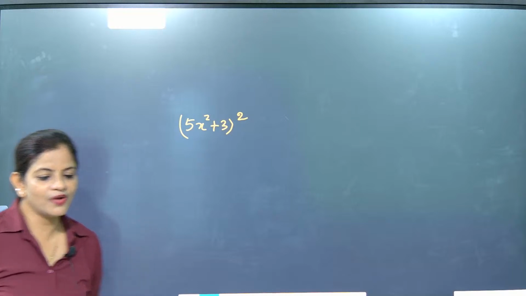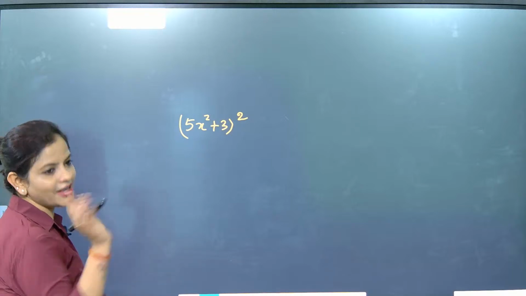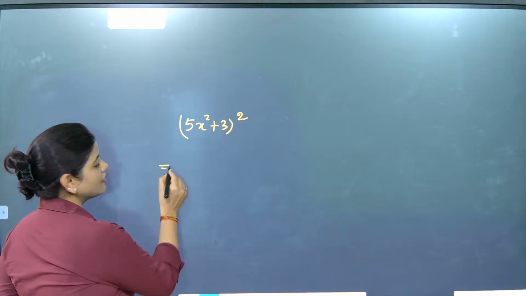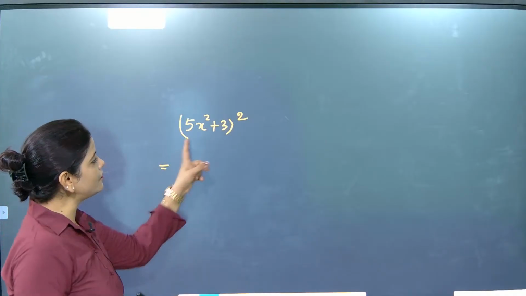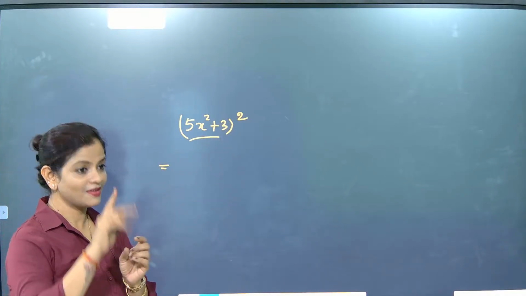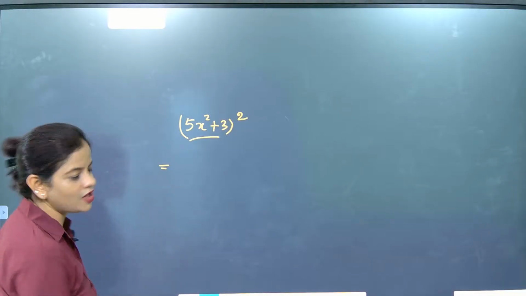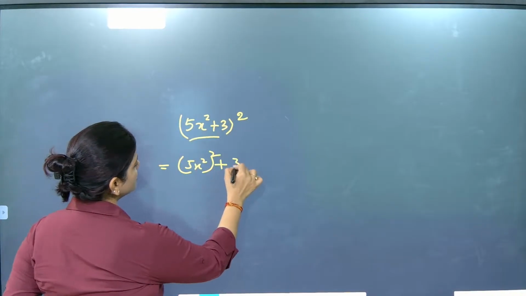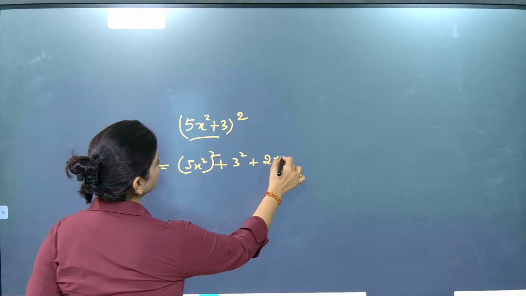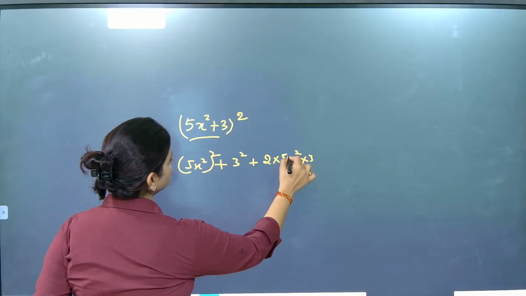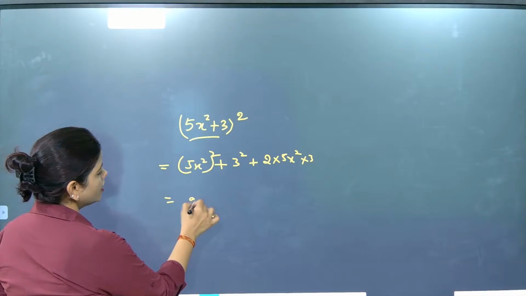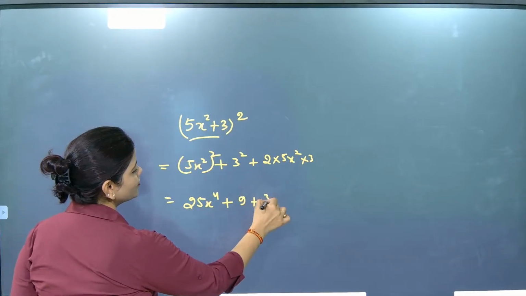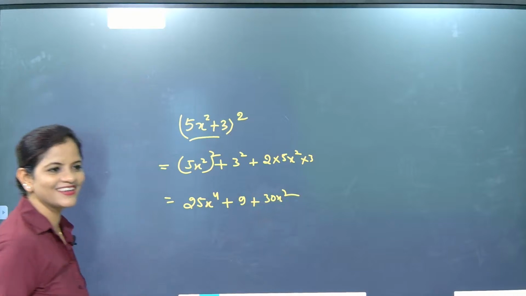Think. You can do it. Come on, think it up. I'm giving you an option. Please check this one out. Okay, now look here. Can you tell me which format it is in? That's it, you have the answer. Now look here. It will become 5x square whole square plus 3 square plus 2 into 5x square into 3. Now come on, say: 25x to the power 4 plus 9 plus 30x square. Now see the answer.